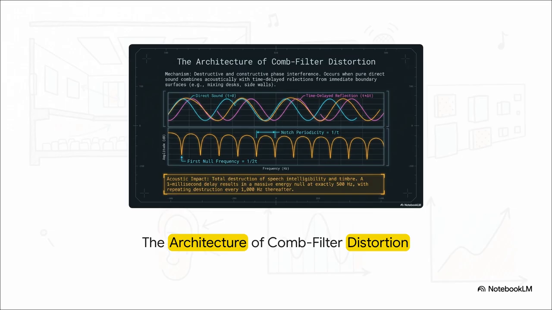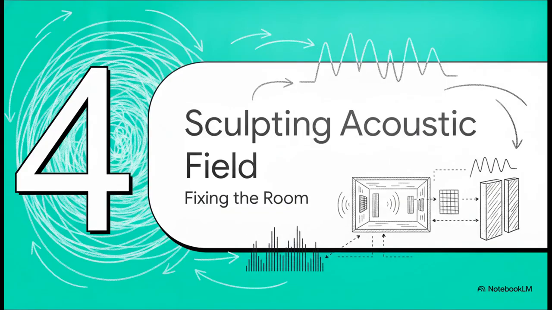It causes incredibly destructive phase interference. For instance, if a reflection arrives just one single millisecond after the direct sound, it creates a massive energy null at exactly 500 Hz and completely destroys the frequency response every 1000 Hz after that. If left untreated, this invisible comb filtering can completely ruin speech intelligibility and musical timbre. Honestly, this is exactly why you sometimes have to turn on subtitles just to understand the dialogue in a poorly designed home theater.